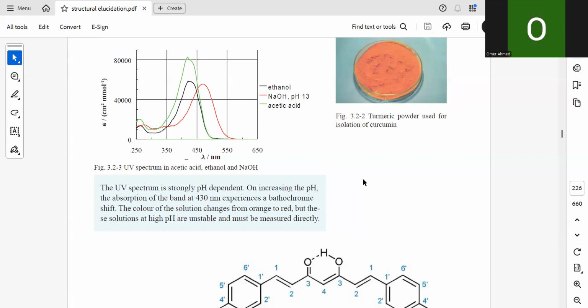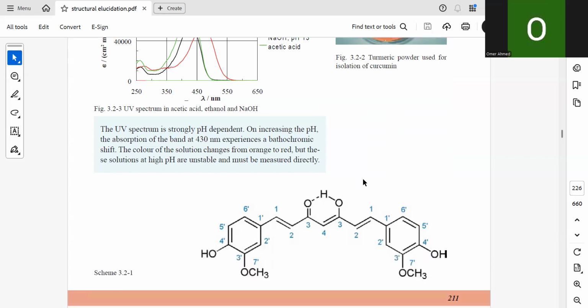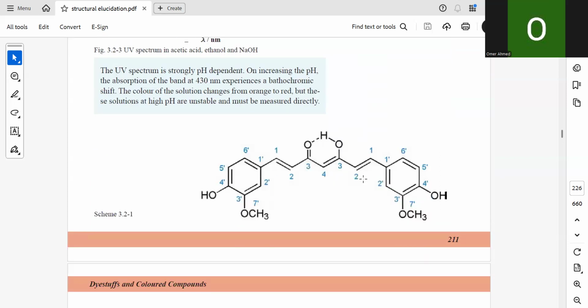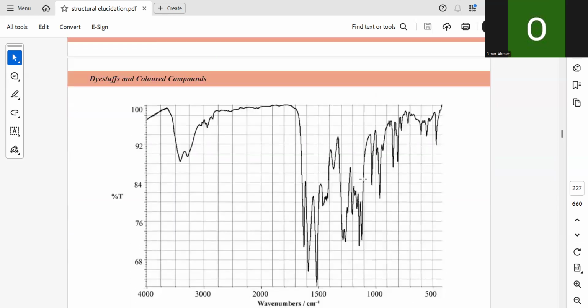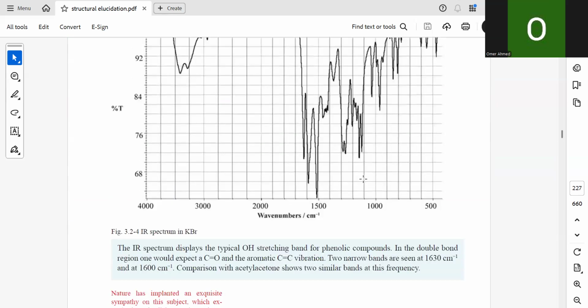These solutions at high pH are unstable and must be measured directly. Okay, this is the compound, and this is the IR. Well, in the IR we obviously see the OH stretching band for a phenolic compound. In the double bond region, one would expect a carbon-oxygen double bond and the aromatic carbon double bond vibration.